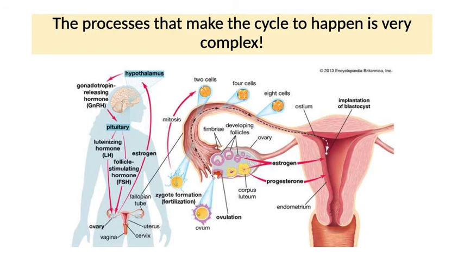The animation that you watched in the previous slide looks very simple, but actually the processes that make it possible are very complex, and it not only involves the uterus and the ovary, but also our brain, specifically the hypothalamus. The hypothalamus is connected to the pituitary gland, and the pituitary gland produces two hormones that are very important to regulate the hormones in the ovary and to make sure that all these menstruation processes can happen.